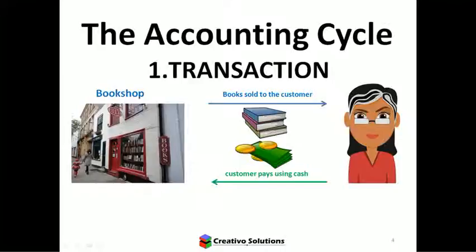We know the Bookshop is going to be selling goods to the customer. So if books are sold, the customer is then going to pay for those books by using cash. Has there been a transaction here? Yes, there has. There's been an exchange of goods and services for cash.